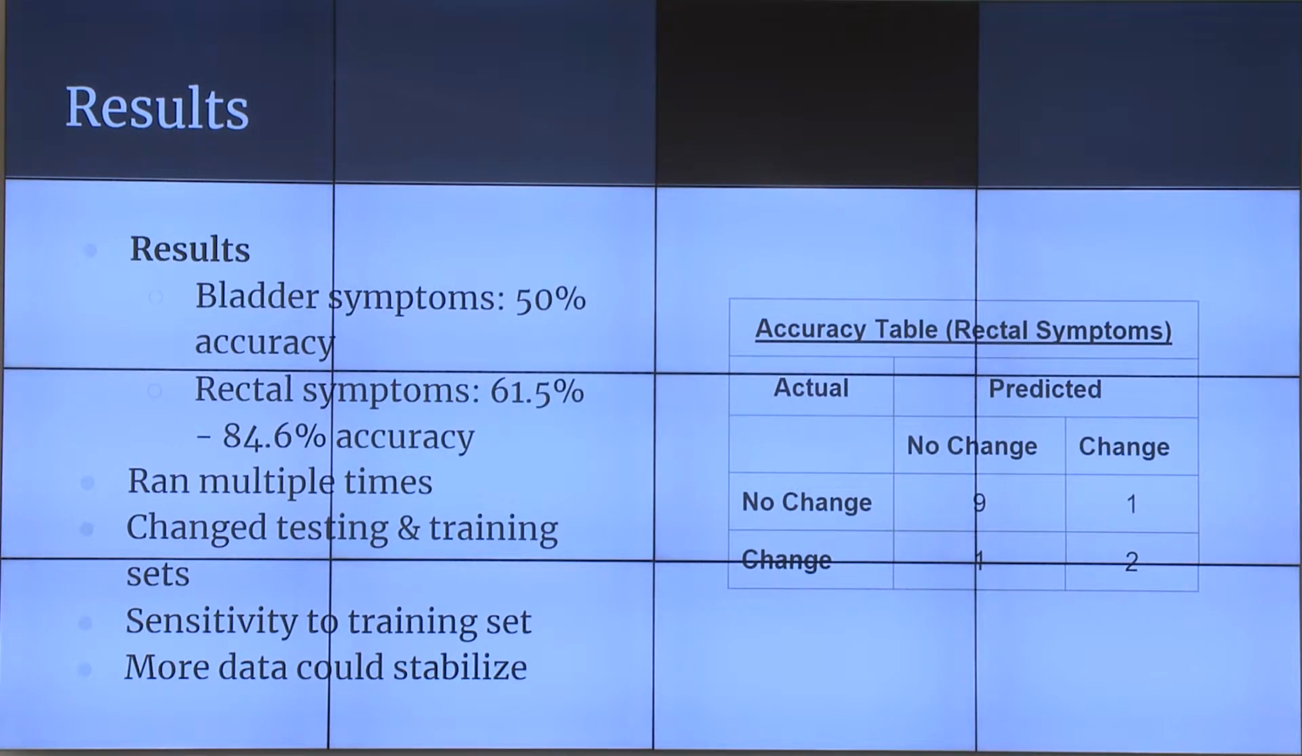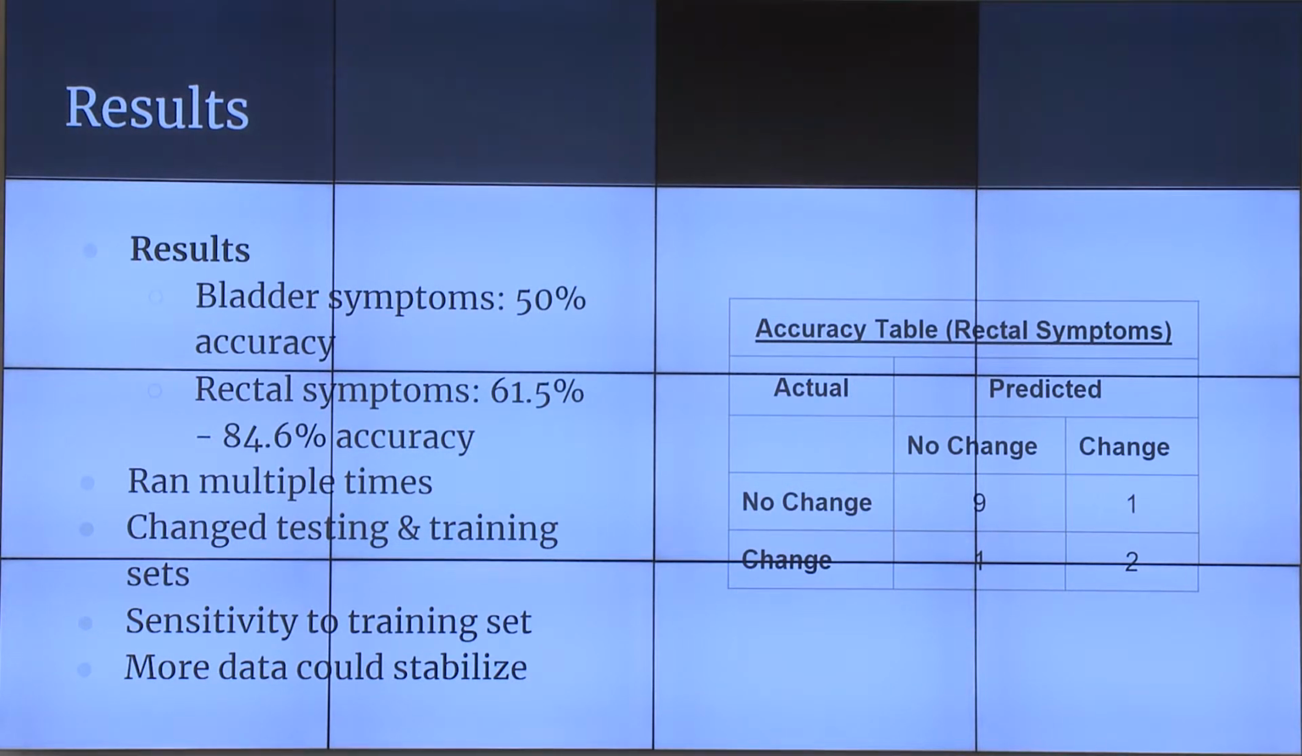As for our results for the bladder data, we obtained a 50% accuracy, which is as good as flipping a coin, which to us indicated that there is hardly a relationship between the CT image scan features and the radiation plans and the quality of life data. There might be more factors out there that could explain why there are changes in quality of life. For the rectal symptoms, we got an accuracy that ranged between 61.5% to 84.6%, which was pretty good. We obtained such a wide range because we ran it multiple times by changing the training and testing sets. Because we got such a wide range, we noticed that our model is sensitive to which patients are included in which set.